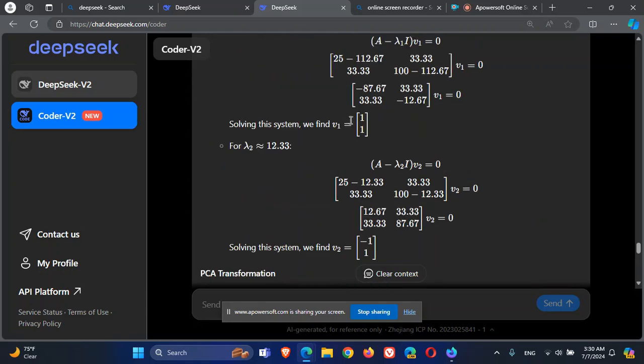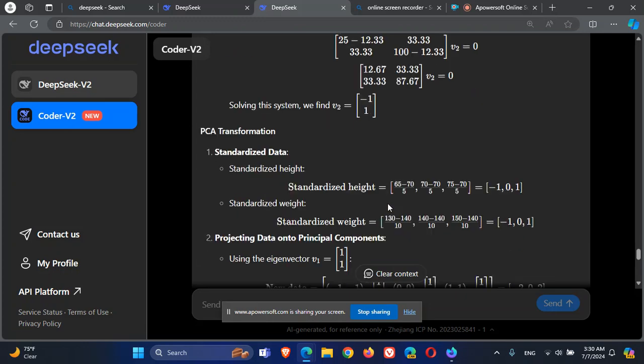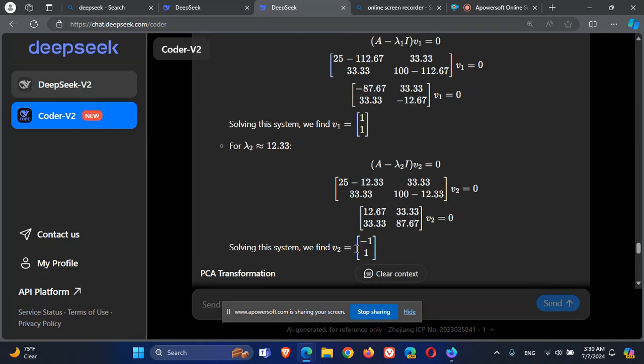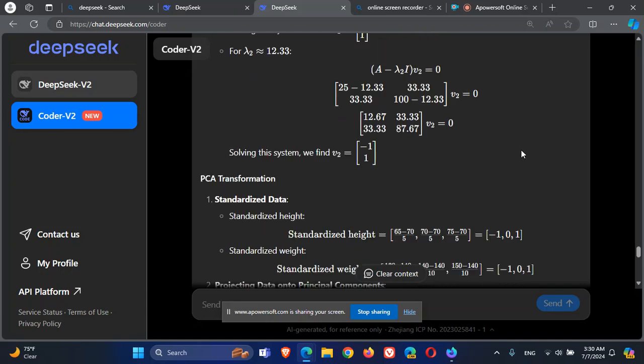Now let's call this principal component 1 because it corresponds to the bigger eigenvalue, and this will be principal component 2, which corresponds to the smaller, second eigenvalue. Okay, now we got the principal components, which are the eigenvectors. Now we want to use the bigger one. We want only one dimension, so we will project the data on this axis, 1 and 1.